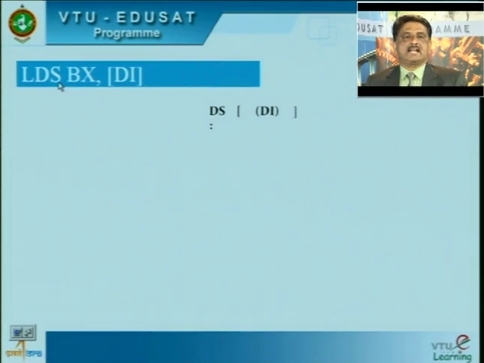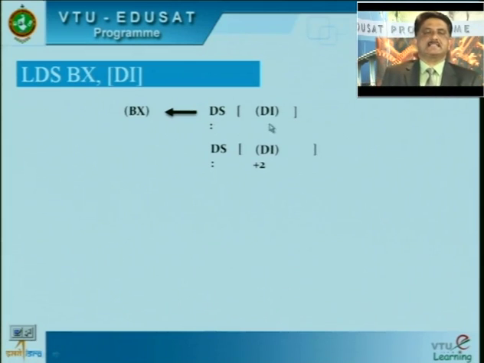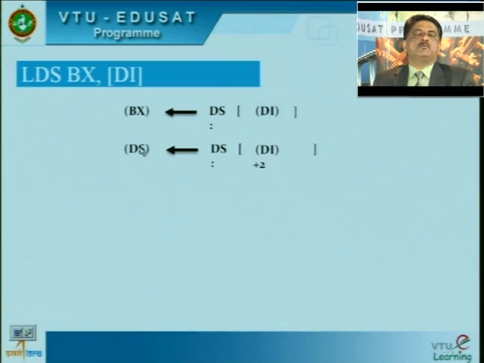Now let us try to understand how basically this instruction works. Say here the content of DS is added with the content of DI. I get a particular memory location. So the content of that memory location is copied onto BX. Then for the same obtained memory address, I will add +2 because this is a 16-bit data transfer, so that the pointer has to be incremented by 2. I will add +2 and the content of the next two memory locations will be copied onto the data segment register.